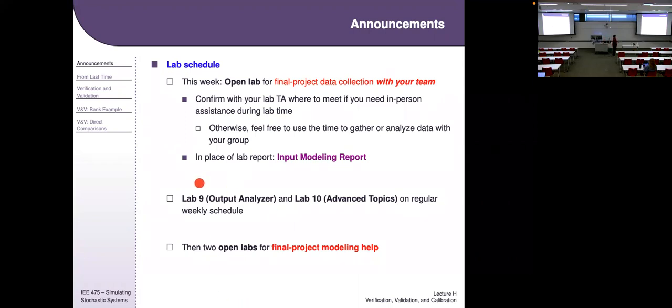And then next week, we'll have Lab 9, where you'll learn about the output analyzer. So we've looked at the input analyzer, and the output analyzer and the process analyzer help us actually compare the output, so we can say that the as-is system is better or worse than the proposed system. And then Lab 10 introduces a couple other advanced topics like batching.